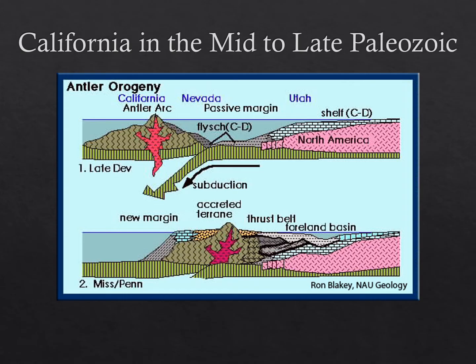So this slide shows the stages of the Antler orogeny in more detail. This image comes from Ron Blakey, who also did the paleogeographic maps that I've been showing you throughout this lecture. So again, during the Devonian, Mississippian, and Pennsylvanian, these are the phases of the Antler orogeny, and you can see that not only is California involved here, but so too are the states of Nevada and Utah. And you'll see how this process of subduction and accretion is what essentially created this mishmash of all kinds of geology here very early on. So this whole process, again, took hundreds of millions of years.